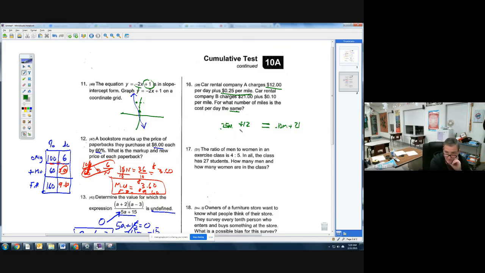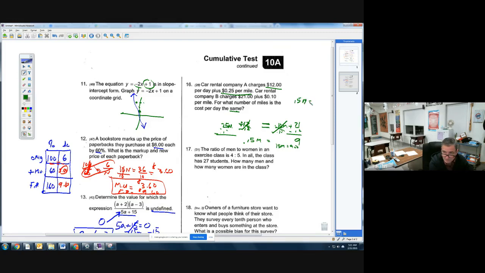So to do that, we just subtract 12 to get it to the other side. I subtract 12. I end up with 9 over here. I move my 10M over there by subtracting 0.10. I get 0.15M equals 9. However you want to do this, we're just going to divide 9 by 0.15. Or let's just multiply both sides by 100. That makes this 15M equals 900.